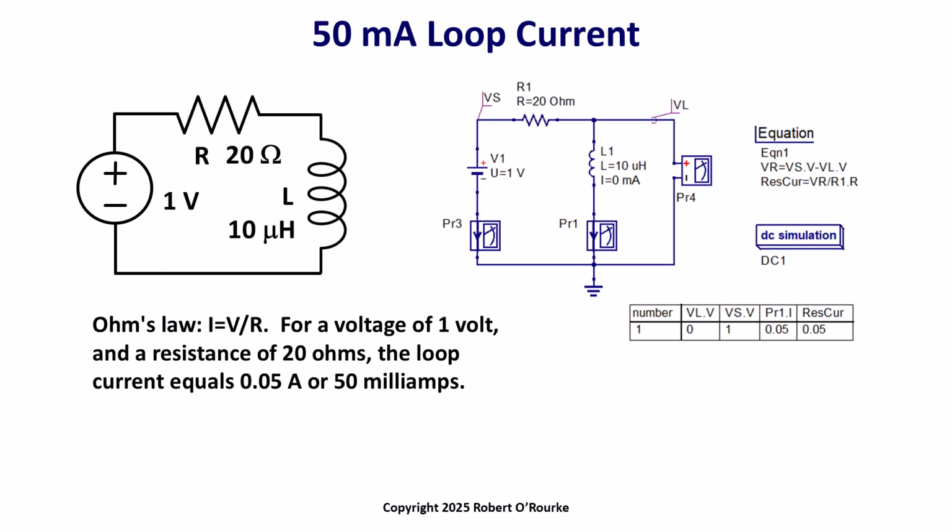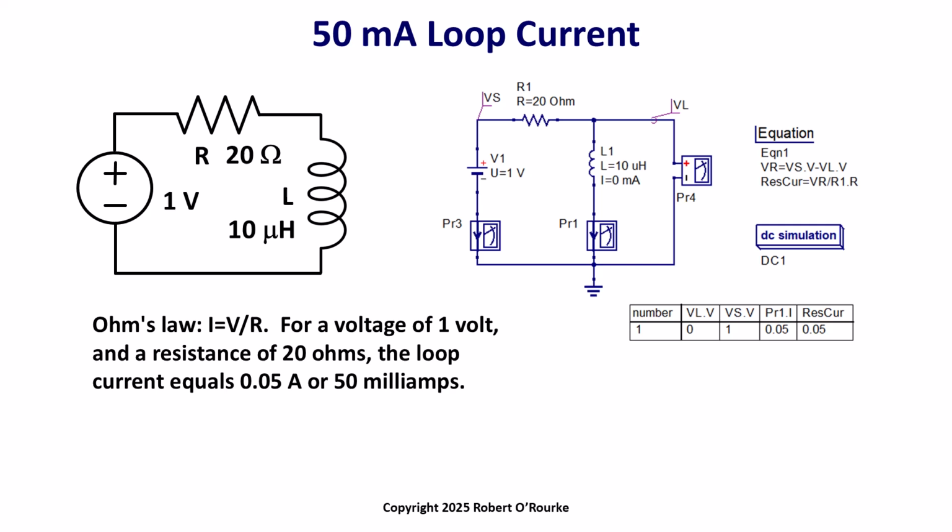Here is a quick simulation of the series RL circuit driven by a DC voltage source. The simulation type is DC operating point. PR1 on the schematic is a current meter, measuring inductor current at 0.05 amps, 50 milliamps. The resistor current, rescur, is calculated using Ohm's law in two different equations under the equations block.